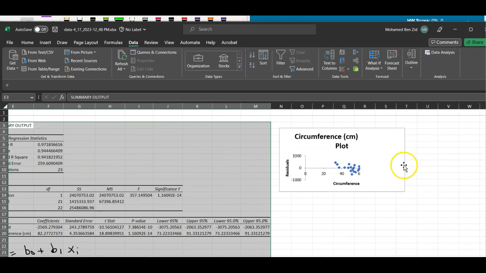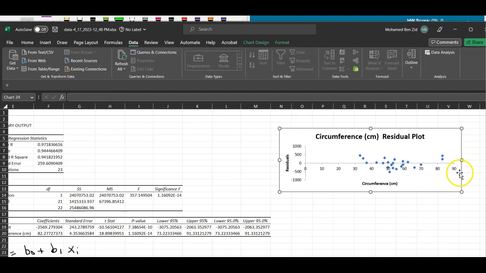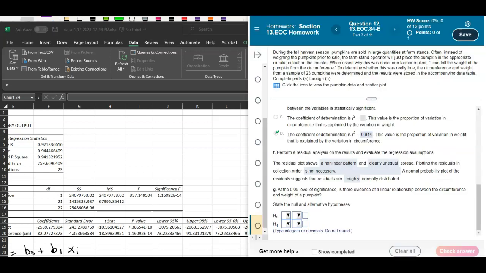And we get this residual plot. You could extend it so you can see it better. And that's what we want, right? We don't want any patterns. We want them more or less around this line. So this is a good residual plot for a linear regression.